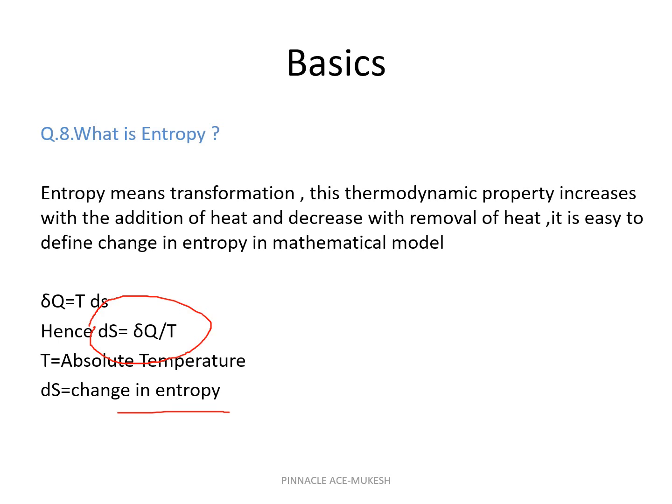Some people have different terminologies for the different symbols, so don't worry about that. You can say the infinitesimal change in q is equal to t into ds. Okay, let's go to the next question.